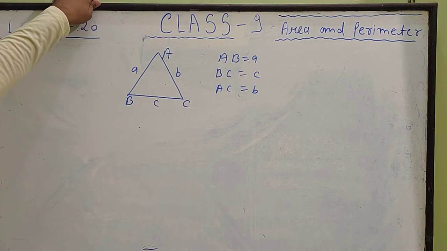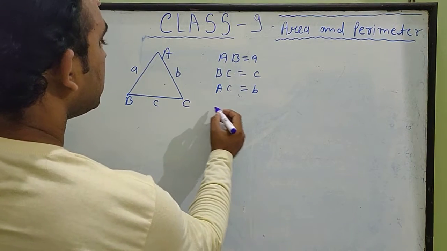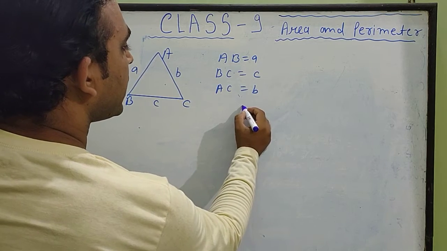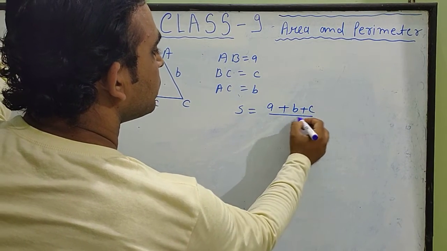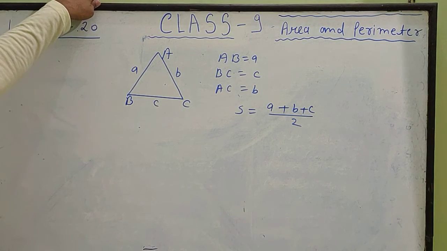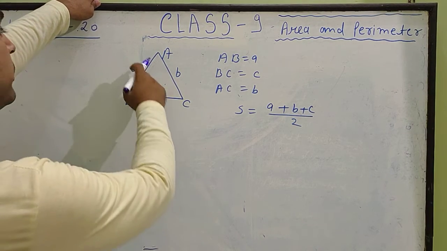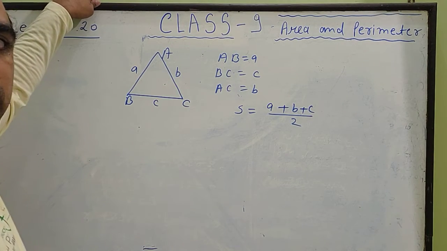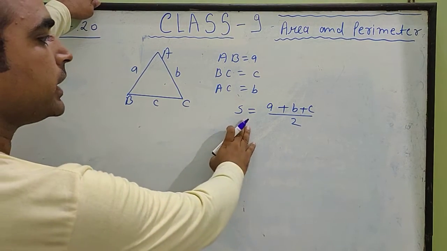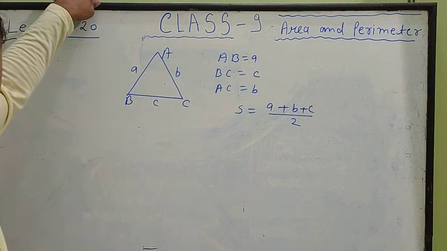So we use Heron's formula. Okay. So first we find the half perimeter. Half perimeter means a plus b plus c by 2. This is the half perimeter. Full perimeter means a plus b plus c. Perimeter of triangle is a plus b plus c. Then half perimeter will be a plus b plus c by 2.